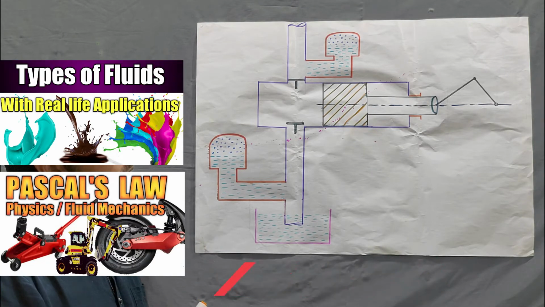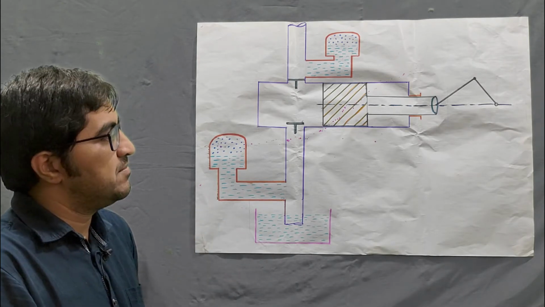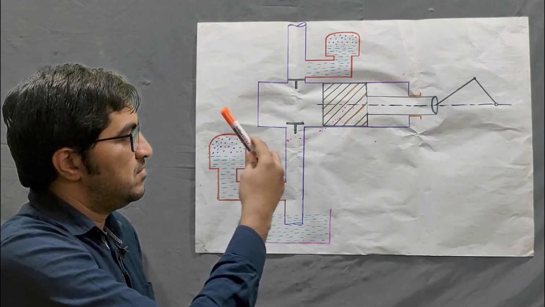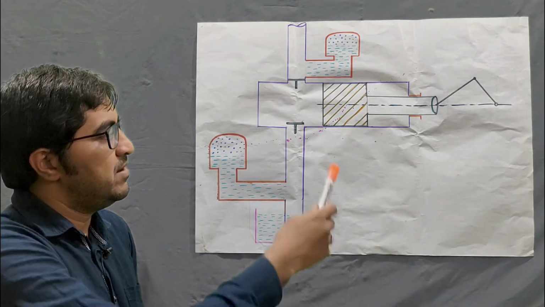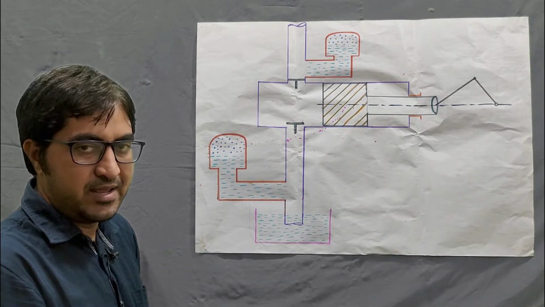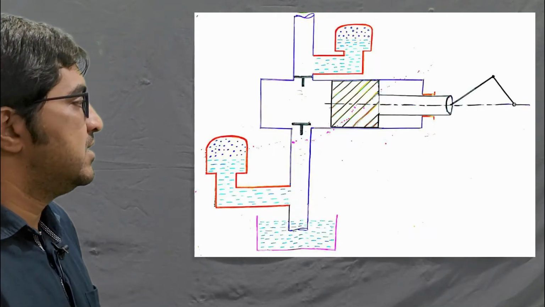Why is it called single acting? Because it is acting on one side of the cylinder. For example, if this piston slides and on both sides suction and delivery valves are there, then it is called double acting. So the air vessel is required in a single acting pump.